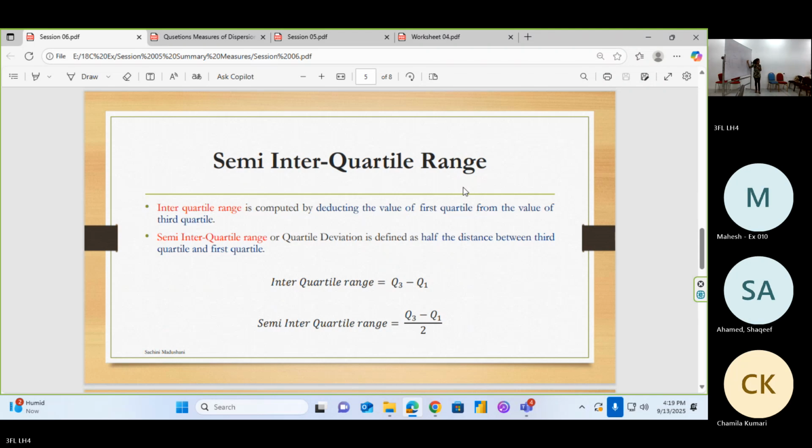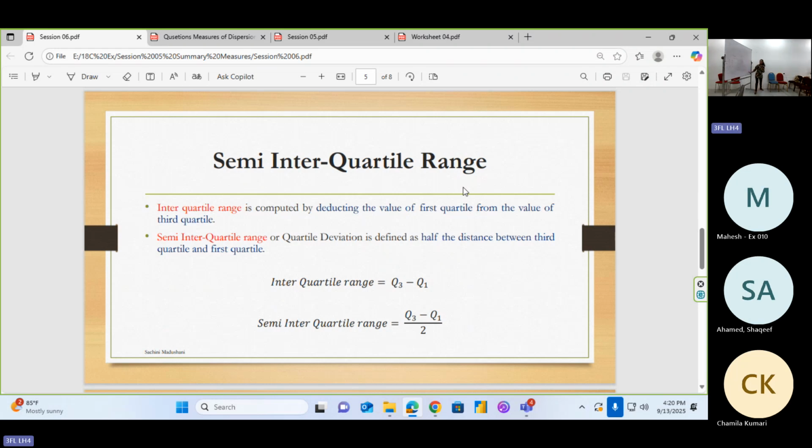interquartile range. Semi normally means half. So we take the interquartile range and divide it by 2. What is it? Semi-interquartile range. Understood? Nothing new here. Using the quartiles we can find the range. Normally range means the difference between maximum and minimum. Out of the quartiles, the maximum point is Q3 and the minimum point is Q1. The difference between Q3 and Q1 represents the interquartile range. But here we consider the semi-interquartile range, so we divide by 2.